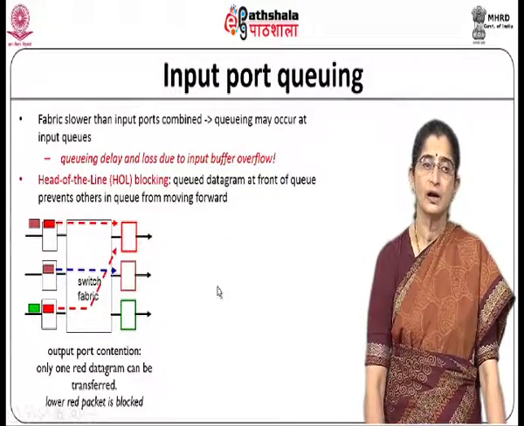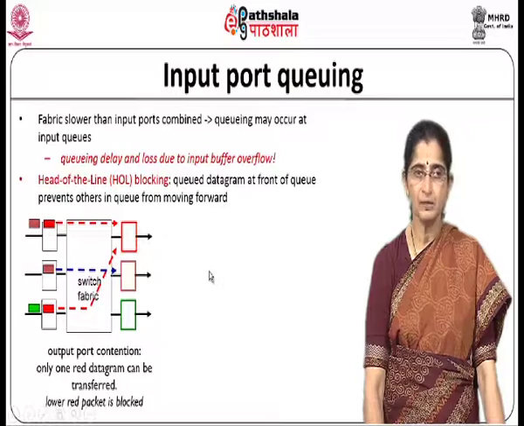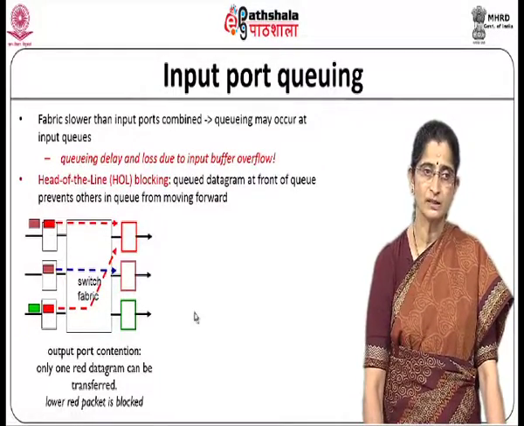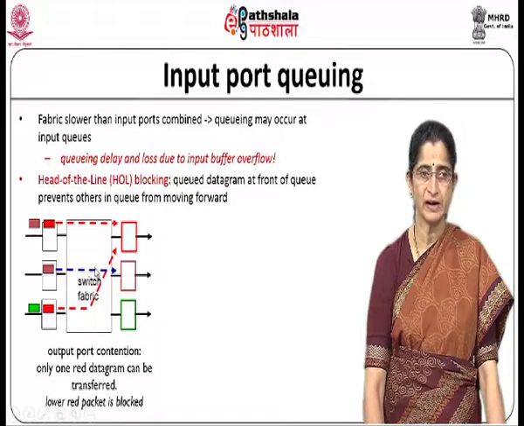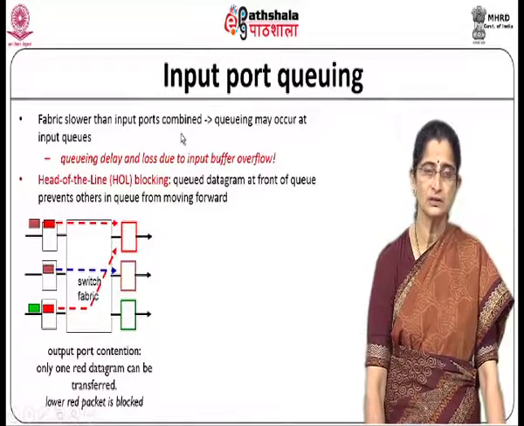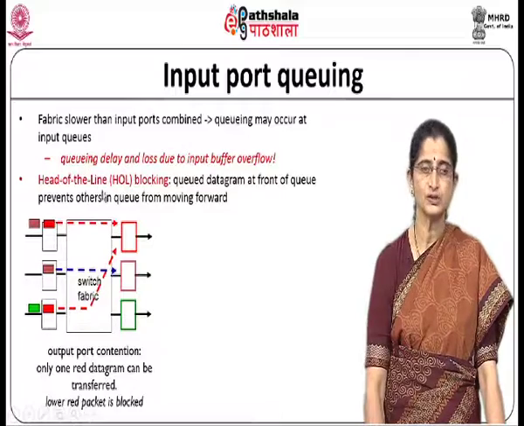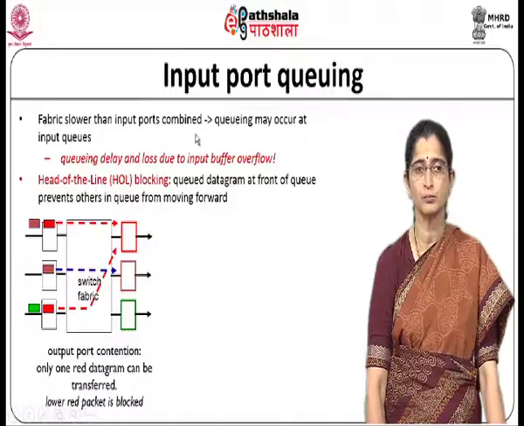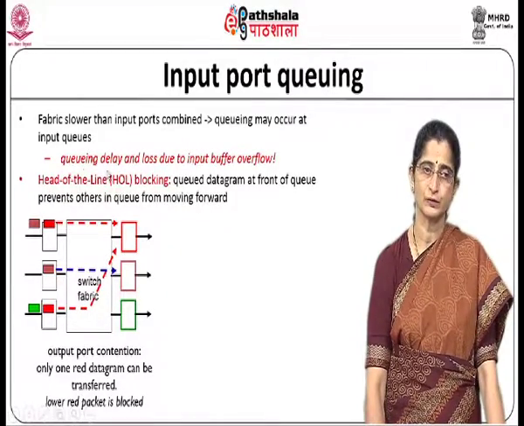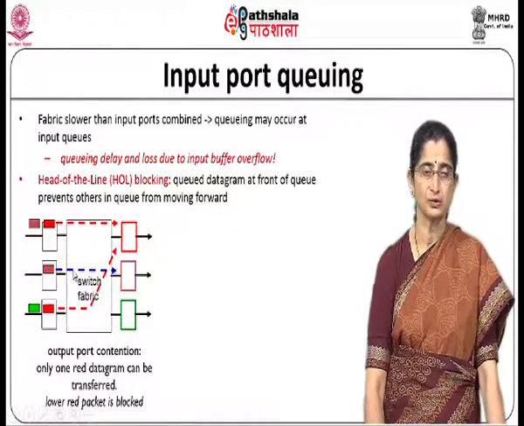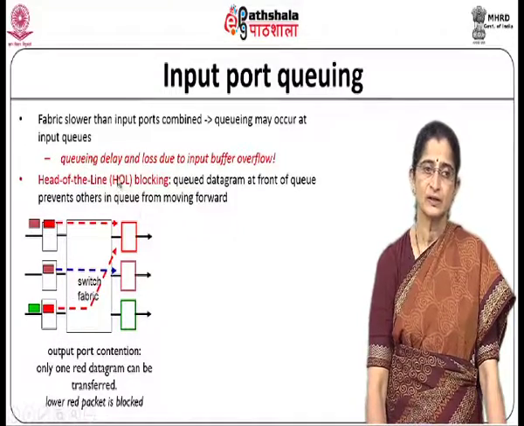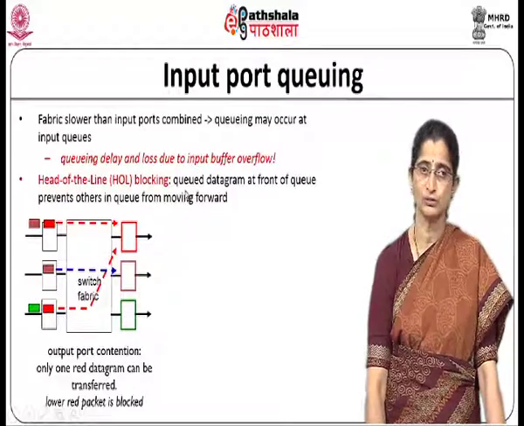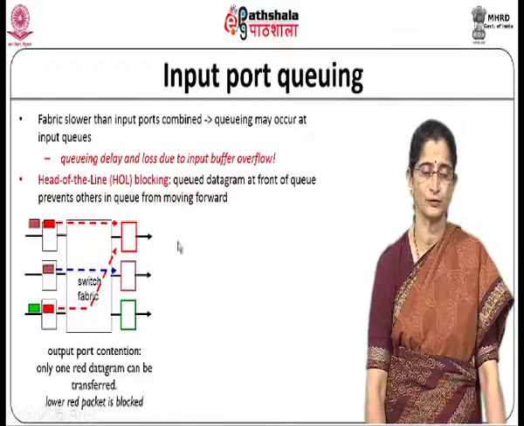Okay. Now, we also said that there may be a requirement for queuing at the input ports. Now, when would I require queuing at the input port? That typically happens when your switch fabric is slower than the rate at which packets are coming in, right. So, the fabric being slower than the input ports combined will cause queuing to occur at the input ports, right. So, in this case you could have queuing delay and loss due to input buffer overflow, okay, not due to output buffer overflow, but due to input buffer overflow.